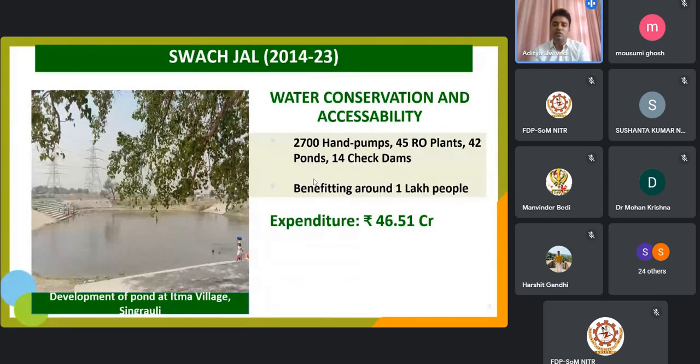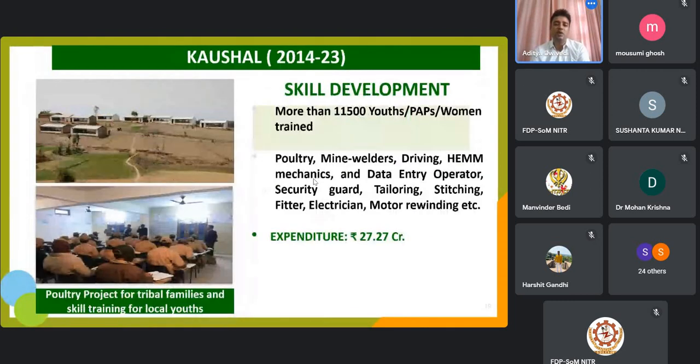We are working in water conservation, like 2,700 hand pumps, 45 RO plants, 42 ponds, check dams. These things are created in nearby areas. So water conservation and accessibility. Then skill development: more than 11,500 youth, project affected people and women, trained. Poultry, mine welding, driving, HEMM machines, data entry operators, security guard, tailoring, stitching, fitter, electrician, motor rewinding. These are the areas where we have trained the people.